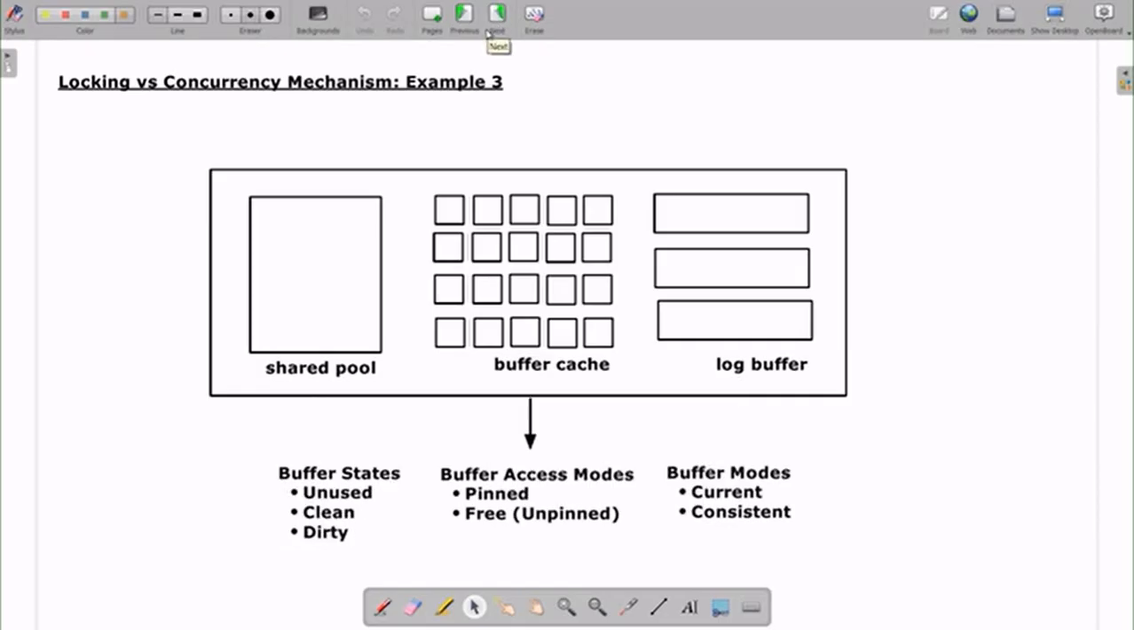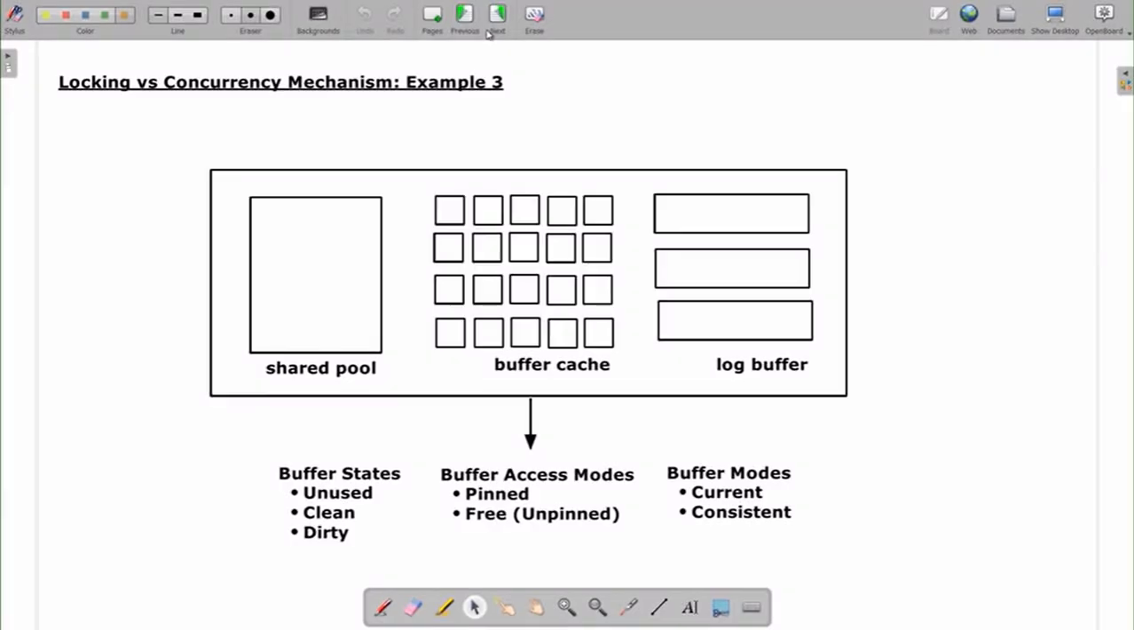And also the buffer cache. In the single instance environment, the buffers are managed by using their own buffer access mode. There is a buffer access mode, pinned or free, which is unpinned, and also buffer state: unused, clean, and dirty, and also buffer mode: current and consistent. These are a way to manage the data blocks in the buffer.